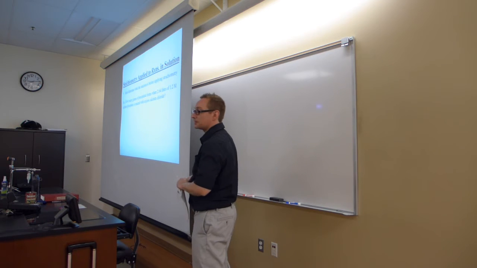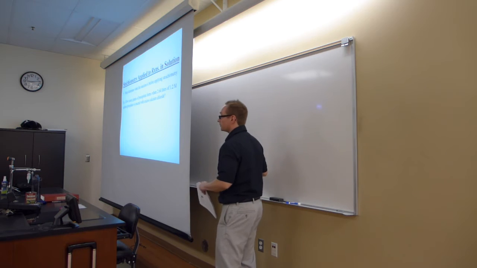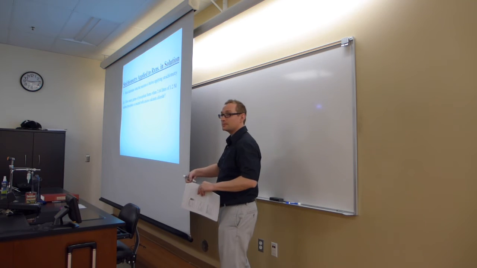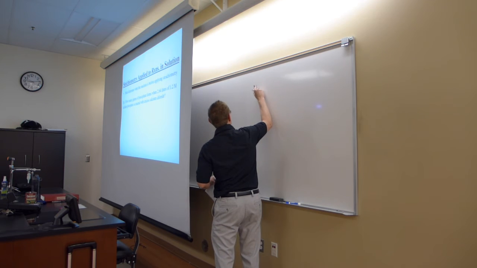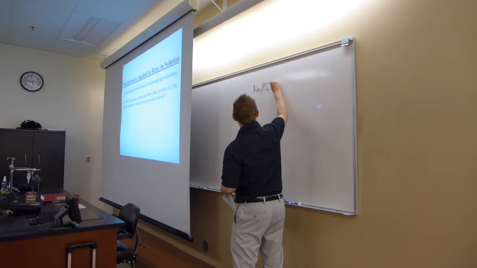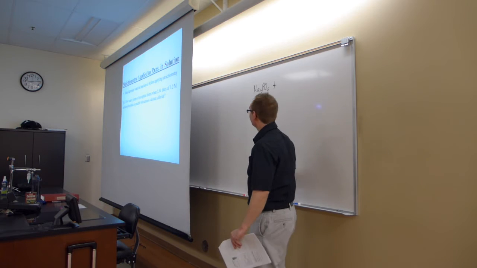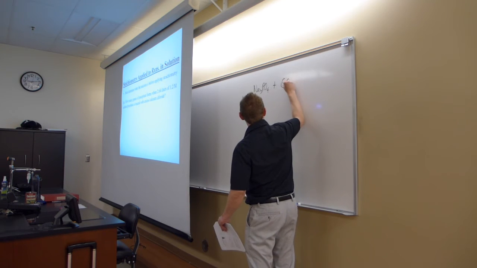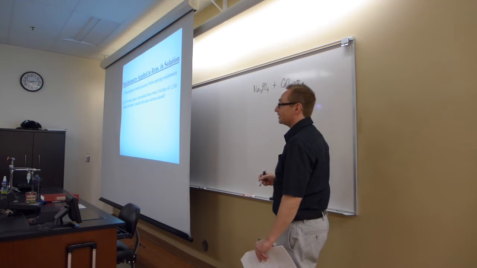So what's the formula for sodium phosphate? All right, so phosphate is PO4 3 minus. We know we need 3 sodium pluses then to match that up. So we got sodium phosphate. Formula for calcium chloride is what? CaCl2. Okay, and then the products are going to be what?